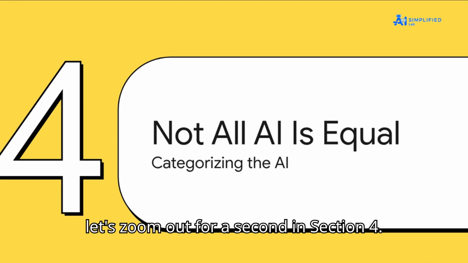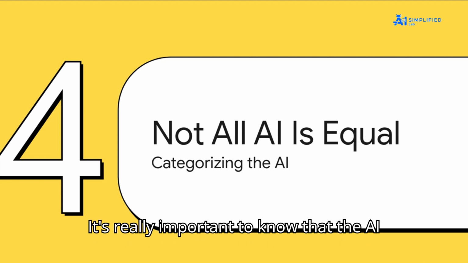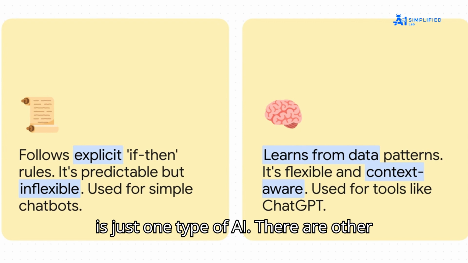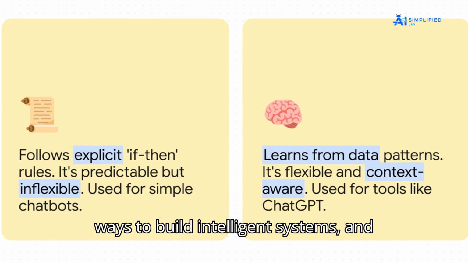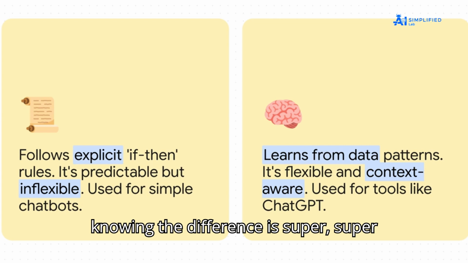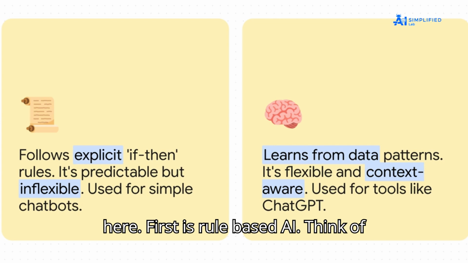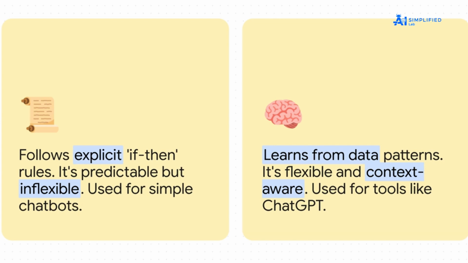Okay, let's zoom out for a second in section 4. It's really important to know that the AI you're using, these big language models, is just one type of AI. There are other ways to build intelligent systems, and knowing the difference is super, super helpful. So you've got 2 main flavors here. First is rule-based AI. Think of it like a simple flowchart.